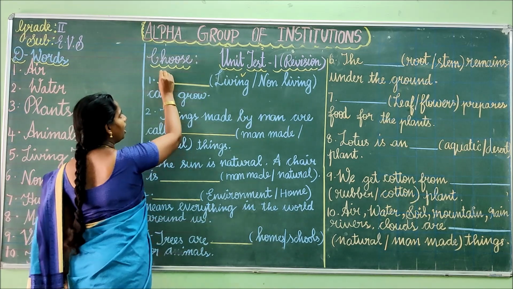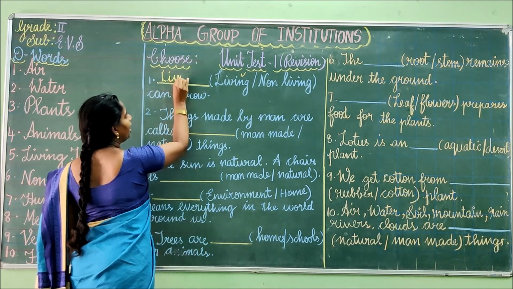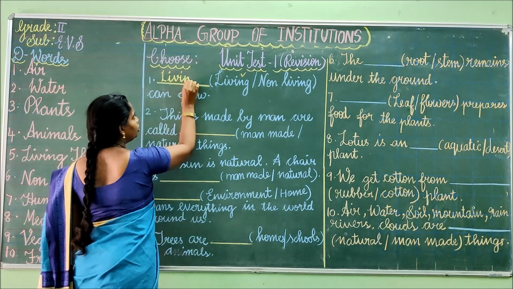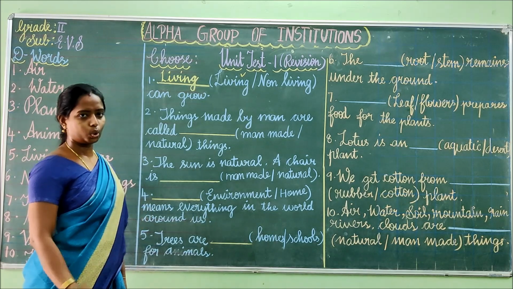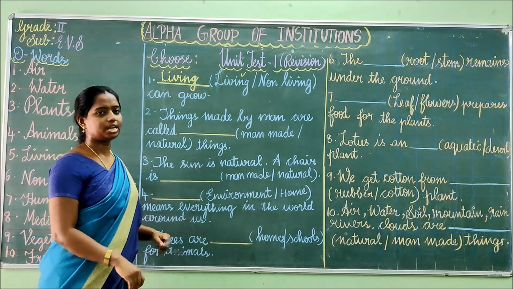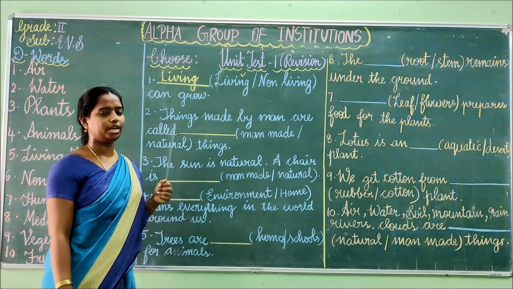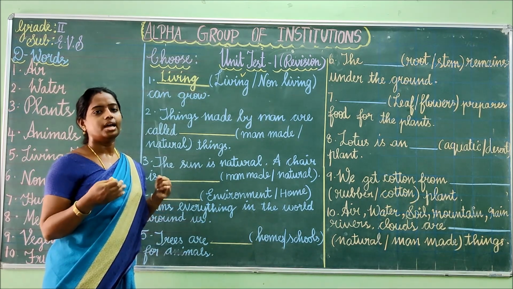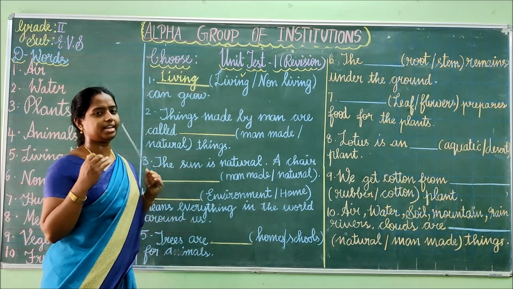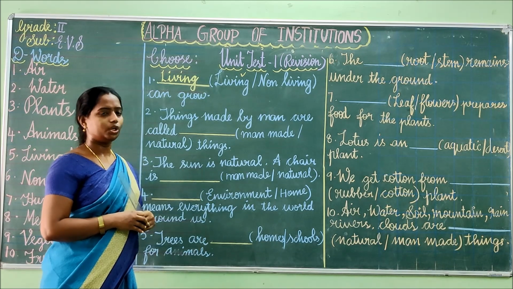You are given here L-I-V-I-N-G. Living. Okay, only living things can grow, isn't it? As I said, you already learned in class about living things, isn't it, children? What are living things? Human beings, plants, animals, birds, isn't it? These are all living things. They can grow. So, living things can grow.